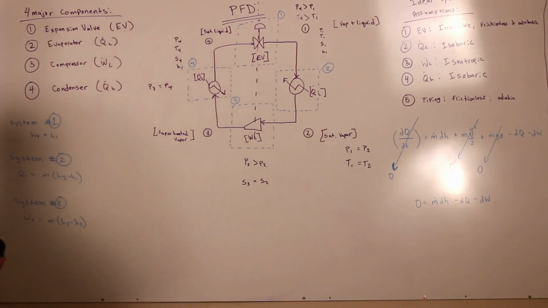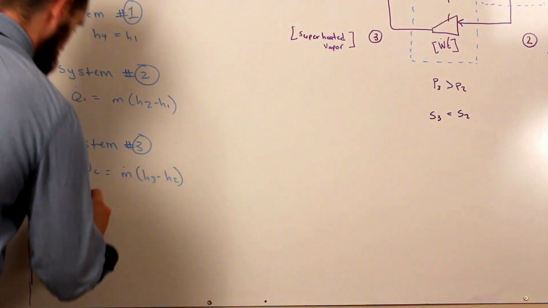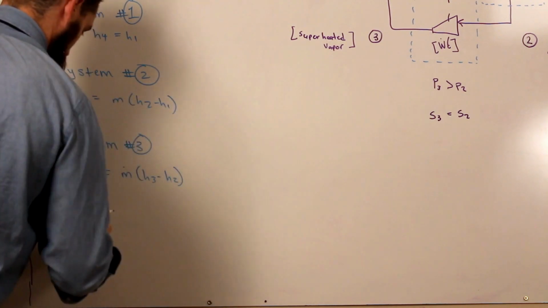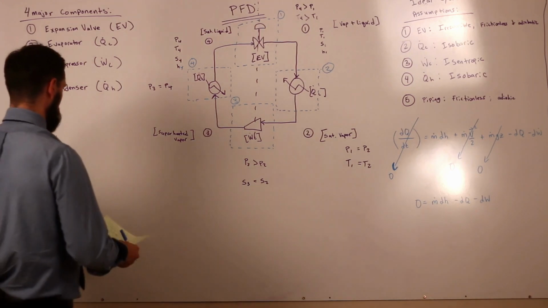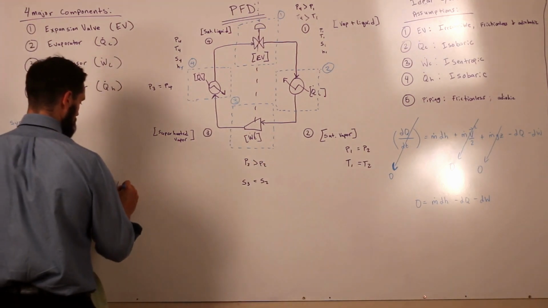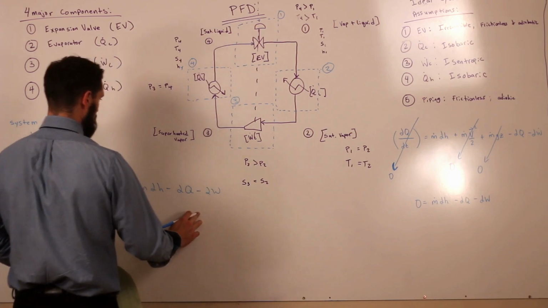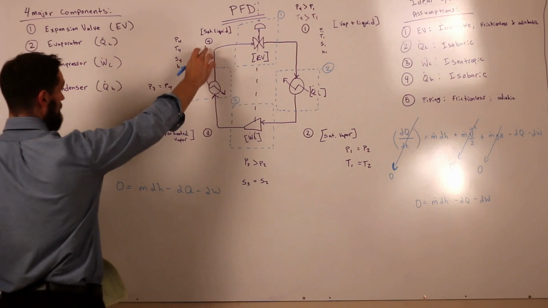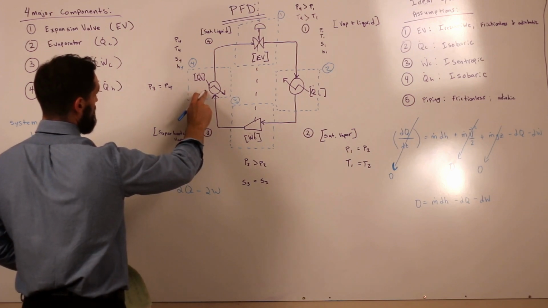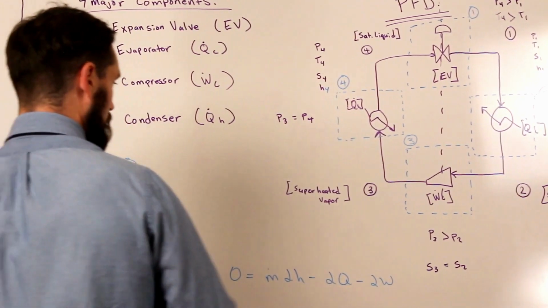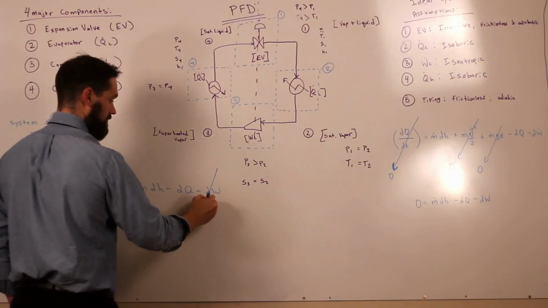The last system that we have to look at is system 4. Just for uniformity, I'll write system 4 right here. We'll do all the proofs right here. So we'll start with our reduced energy balance: 0 equals m dH minus dq minus dw. And let's look at what is happening between state 3 and state 4 in our ideal system. The only thing that's happening is we're taking away energy from the system. So we know that we have heat exchange going on, but there's no work being done to the system or by the system. This term is 0.